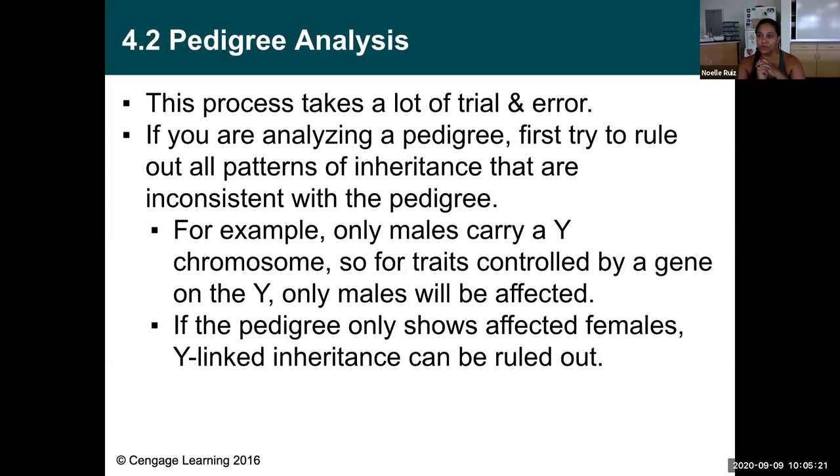So you go through it and you look at the patterns and you rule stuff out. The Y-linked is easy to pick out because only males are affected. We will talk about that. We'll see some examples.